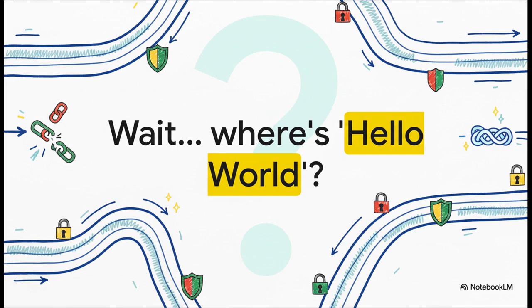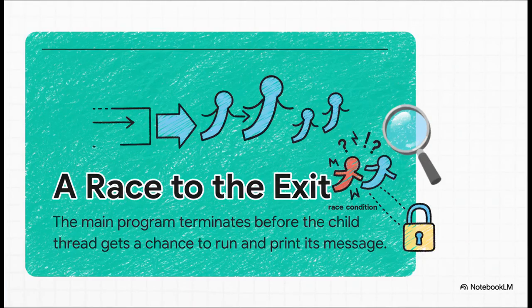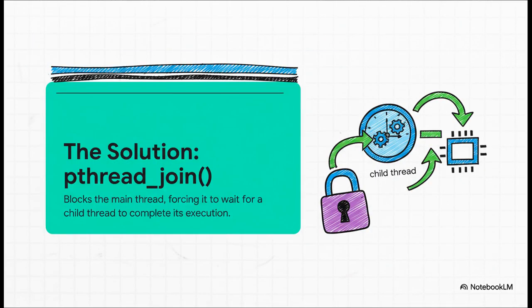So, why not? Here's the deal. It was a race to the exit. Think of pthread_create as firing a starting pistol. Our main program fired the pistol for the child thread to start running, but then it immediately sprinted to its own finish line, that exit 0 call. The main program finished and shut everything down before our poor child thread even had a chance to get off the starting blocks. So how do we fix this?